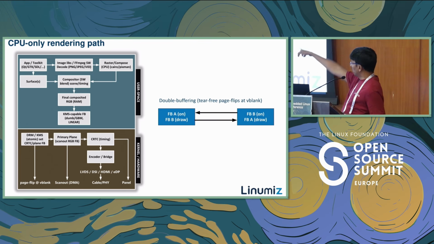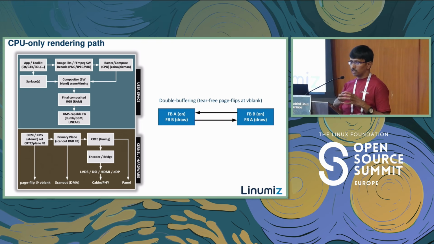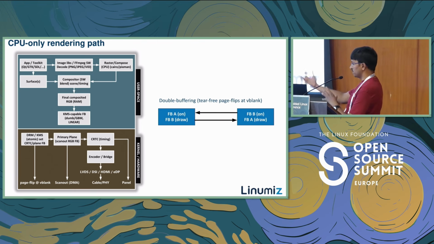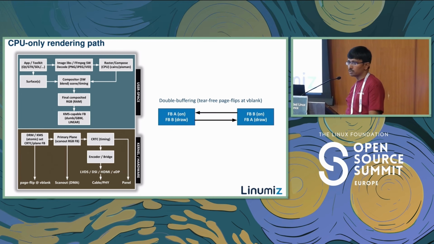But one additional point here is that when we use the CPU only rendering path, the CPU needs to have an additional buffer, so that when you move from one image to the next, it doesn't tear, meaning the image you see in the real display is not half filled.